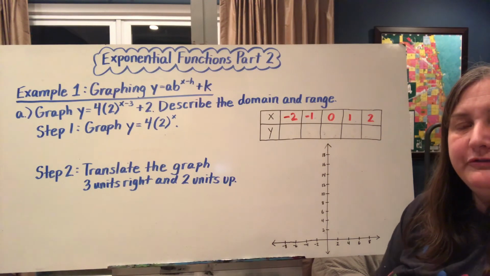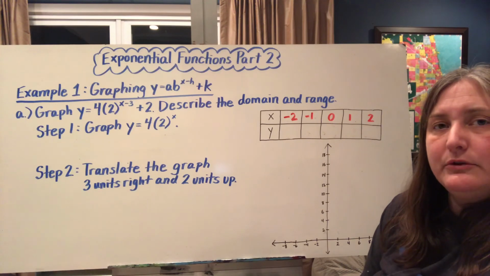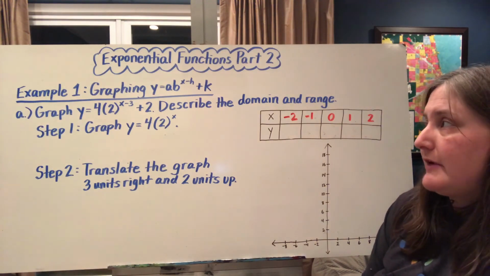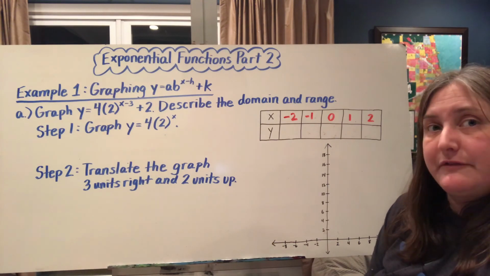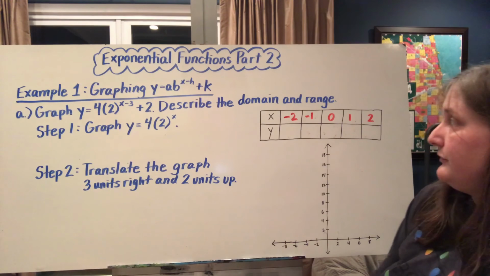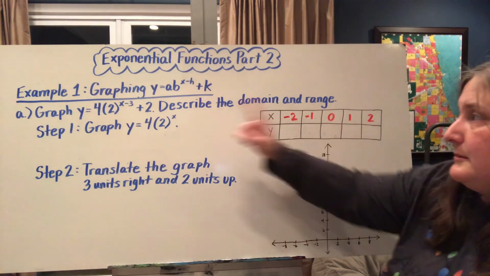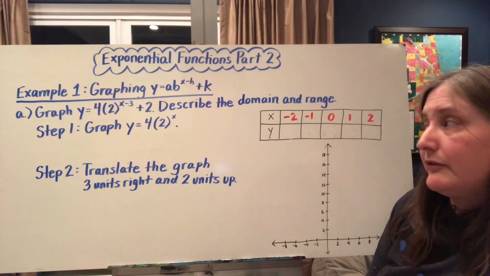This is exponential functions part 2, and we're going to be graphing the equation y equals 4 times 2 to the power of x minus 3 plus 2. But in order to do that, we're first going to start by graphing the parent function y equals 4 times 2 to the x power. So I've picked some x values that I can plug in here to get some output values and some points that I can put on the graph.